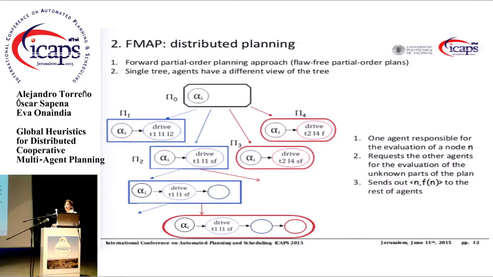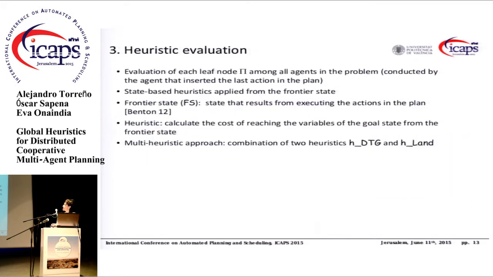So basically what we have is one agent responsible for the evaluation of a node, which is the agent that inserted the last action in the plan, and then this agent requests the evaluation of the unknown parts of the plan to the other agents, and then sends the node and the evaluation to the rest of agents.